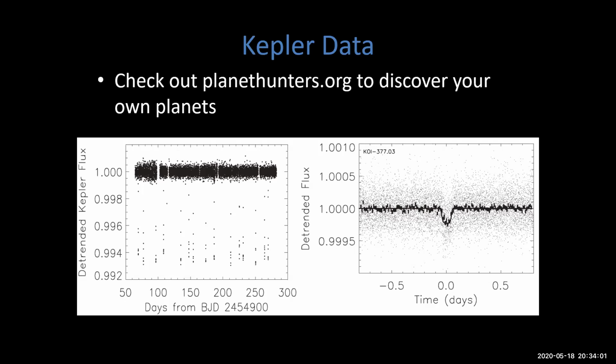It's a brand new telescope. It's been operating for a little while now. It needs more time, but it uses the same method that Kepler does. It looks for transits, and I think there's a citizen science effort behind TESS as well. So if you are interested in trying to find these extrasolar planets on your own, let me know, and I can connect you to these citizen science efforts. Maybe you could discover a planet.